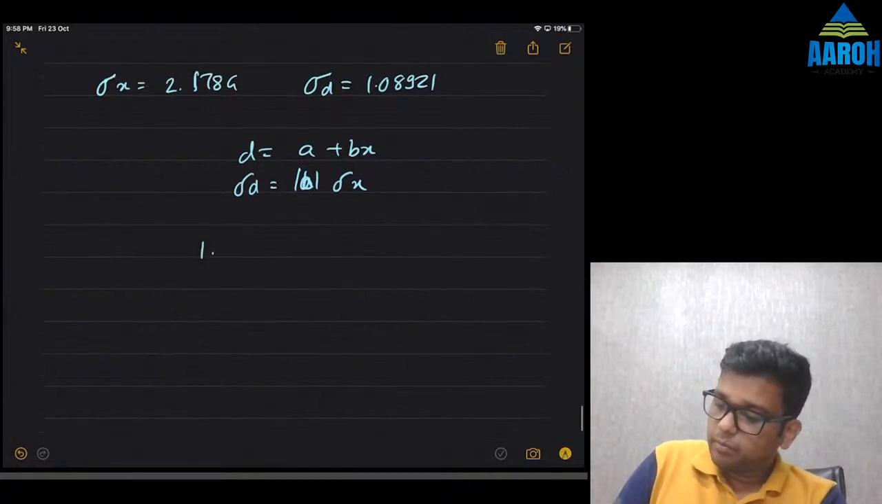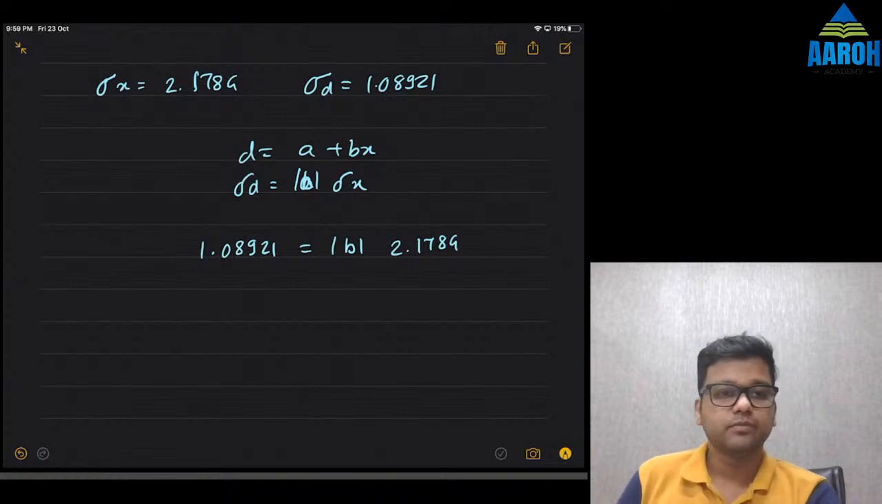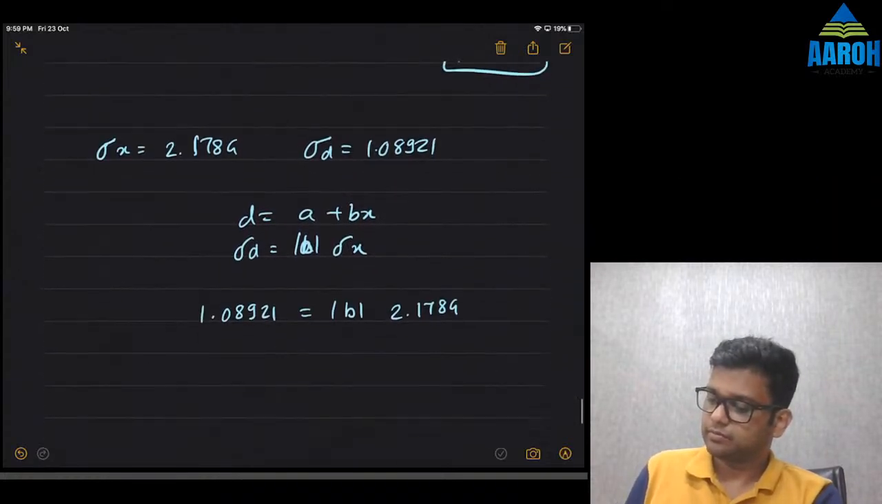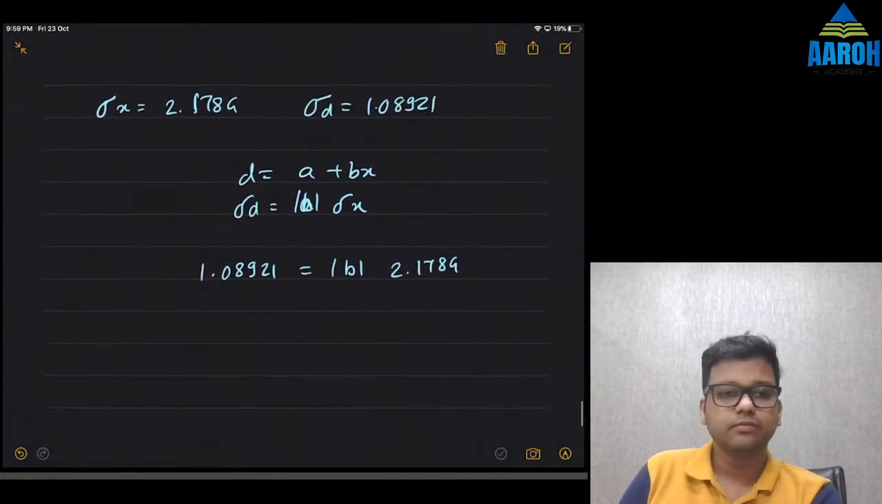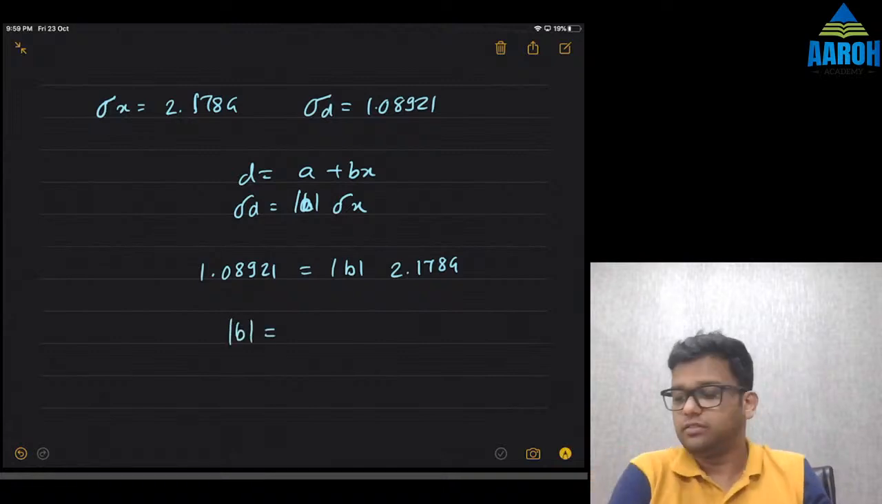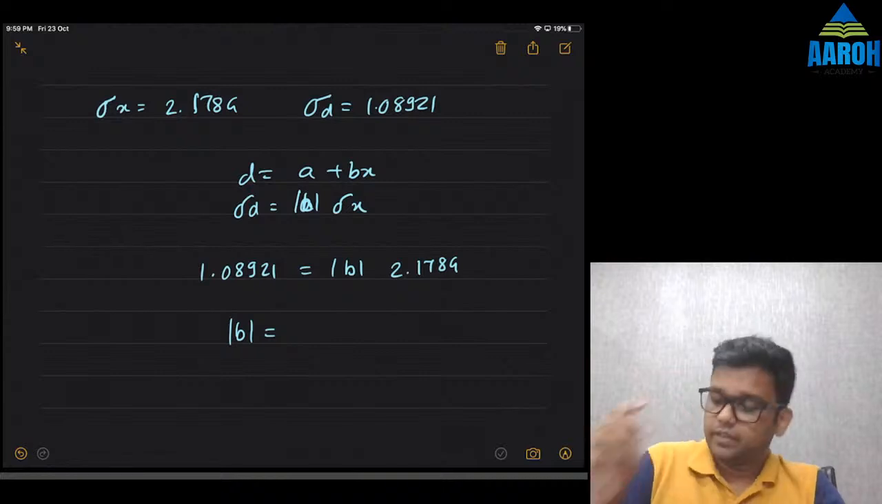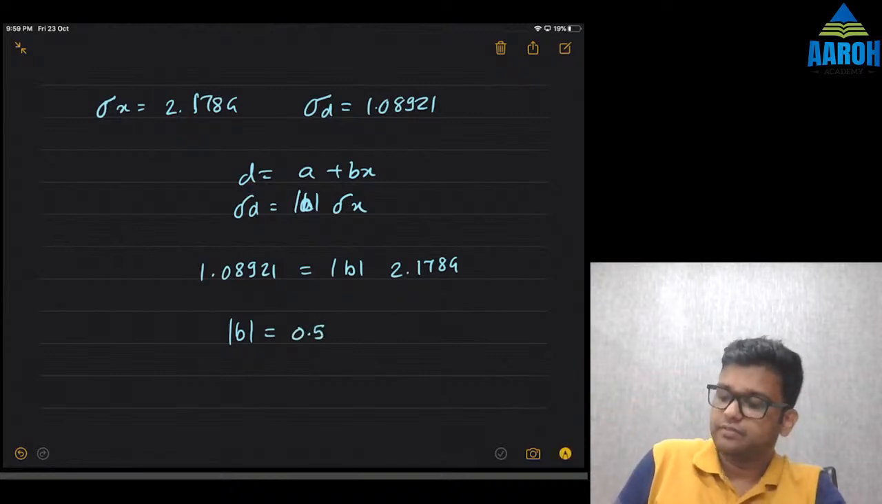So we know that 1.08921 is equal to absolute value of b into 2.1784. Check if you are getting this. If yes, then we can get absolute value of b from this: 1.08921 divided by 2.1784, which is 0.5, half.